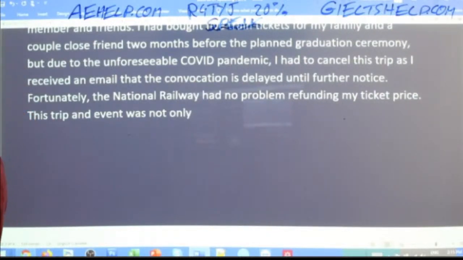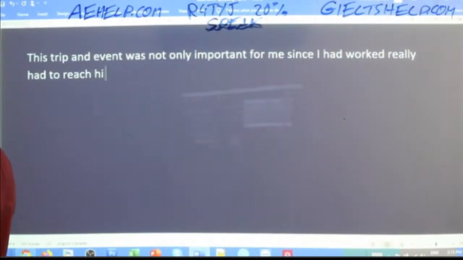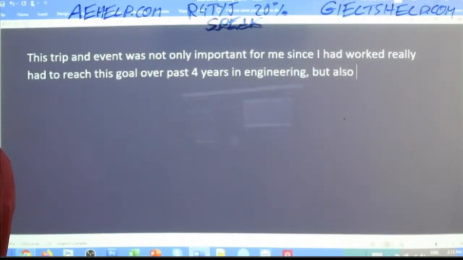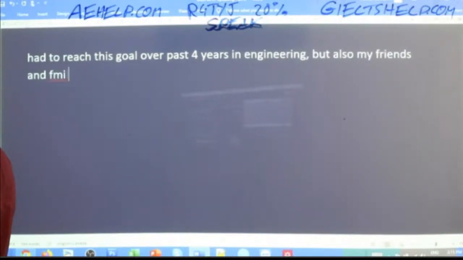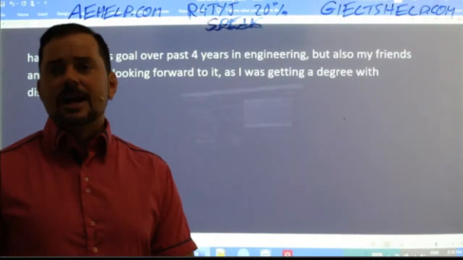So this trip and event was not only important for me since I had worked really hard to reach this goal over the past 4 years in engineering, but also my friends and family were looking forward to it as I was getting a degree with distinction. Distinction means that you're in the top 5% of your graduating class, okay?